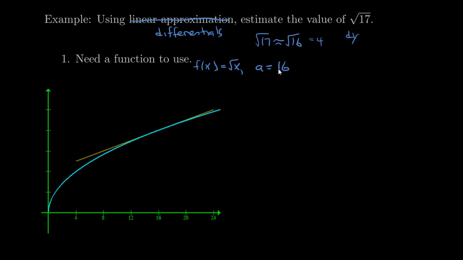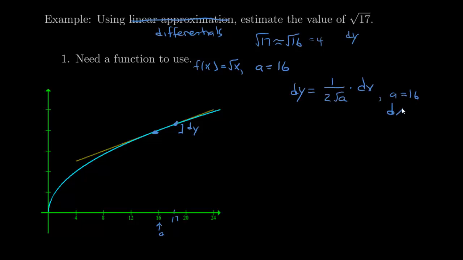That's our starting point. Let's take a look at the graph. So here's our a, and I want 17. Now notice that here's the square root of 16, here's the square root of 17. So that's going to be my change in y. So let's go find dy. We already know that dy is this. And we just said a was 16.